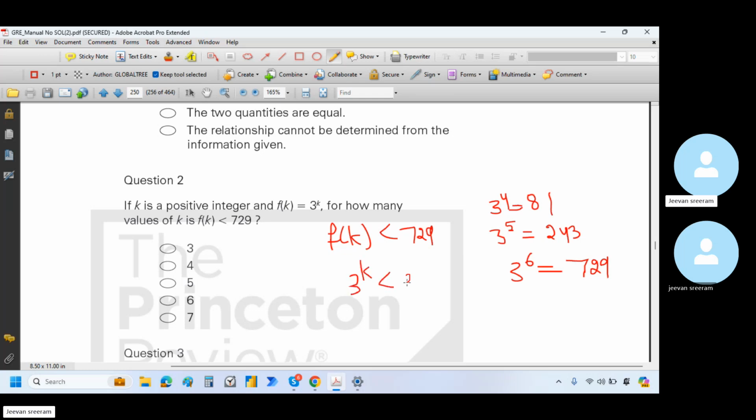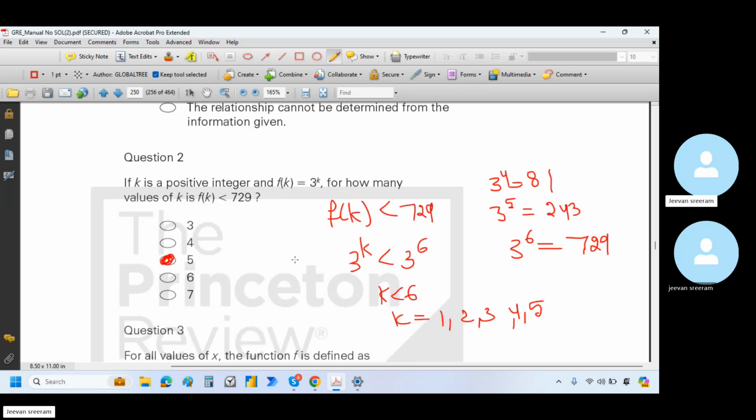3 power k less than 3 power 6. So these are increasing functions, so no need to worry about it. So just go with k less than 6. How many values? k less than 6 means k can be 0, but k is a positive integer, so you should not take 0. 1, 2, 3, 4, and also 5. There are 5 numbers. 3 power 5 can also work, no? You should not take 6, because k less than 6 should not be equal to 6.